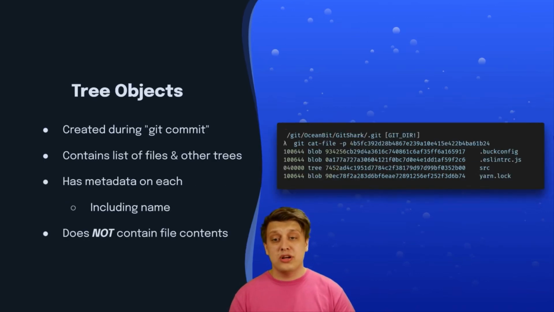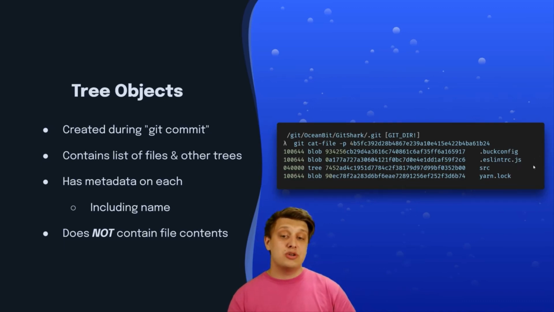There's the tree object, right? This is also created during a git commit to track what files are tracked with that commit. It contains a list of files and other trees. So for example, here we can see that buckconfig and eslint are both blobs, but the source object here is another tree, which would be another list of files. So that's how it handles subdirectories.